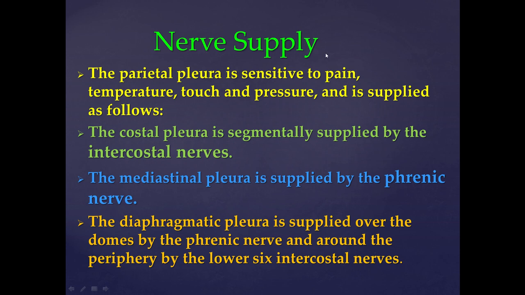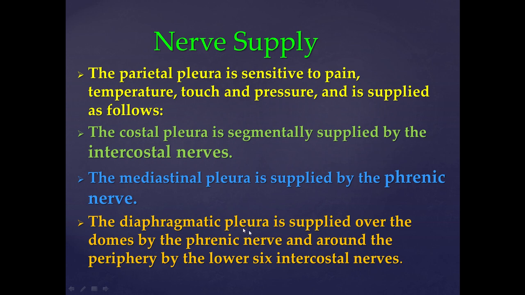Then comes the nerve supply of the pleura. The parietal pleura is sensitive to pain, temperature, touch, and pressure, and it is supplied as follows. The costal pleura is supplied by the intercostal nerves. The mediastinal pleura is supplied by the phrenic nerve. This phrenic nerve also supplies the diaphragm.